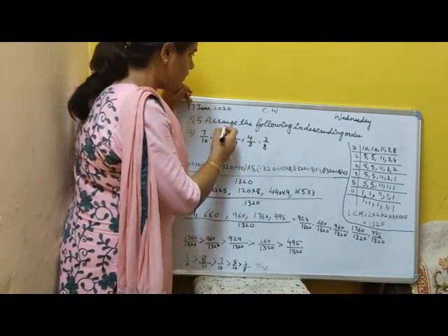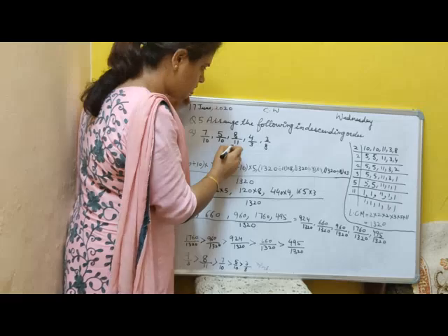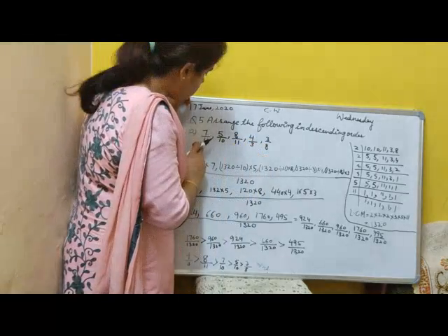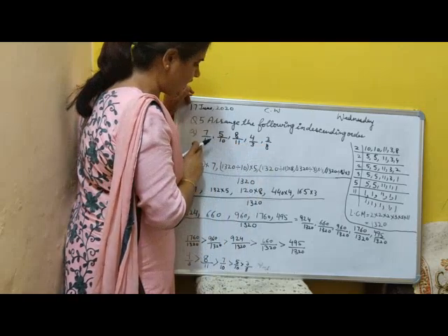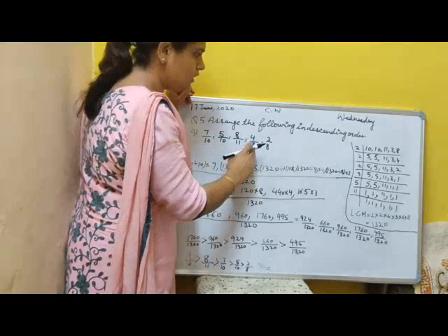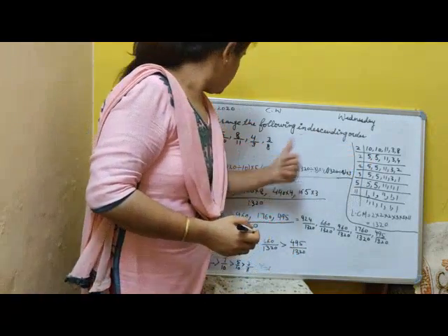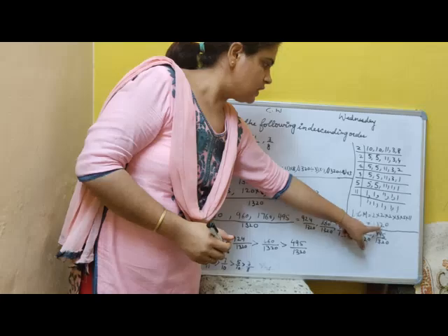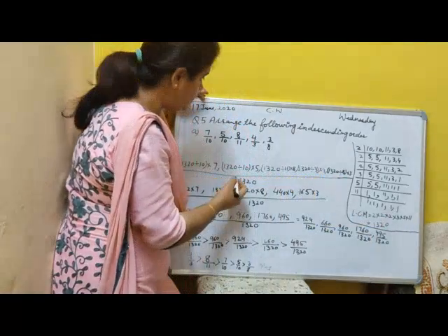Now question number 5. Arrange the following in descending order. A part: 7 by 10, 5 by 10, 8 by 11, 4 by 3, 3 by 8. Students, see, in this question the fractions are unlike fractions. So we will make these unlike fractions into like fractions by taking the LCM of the denominators. I have taken the LCM of the denominators. When you take the LCM, you will get the answer as 1320.